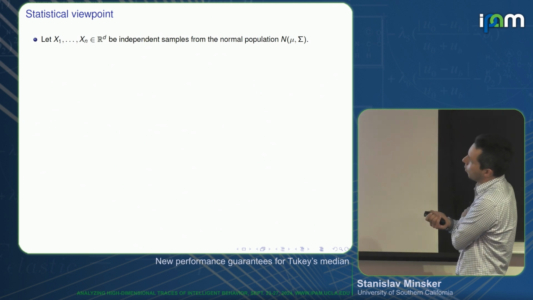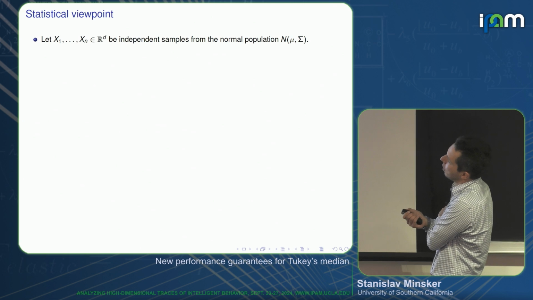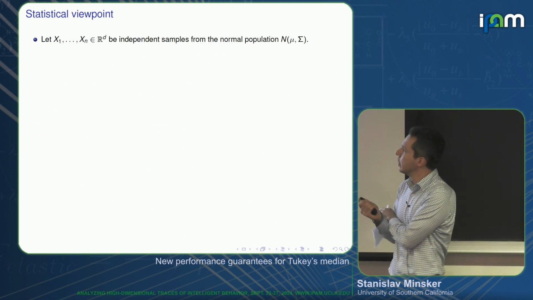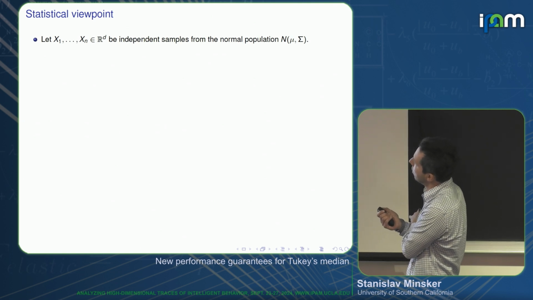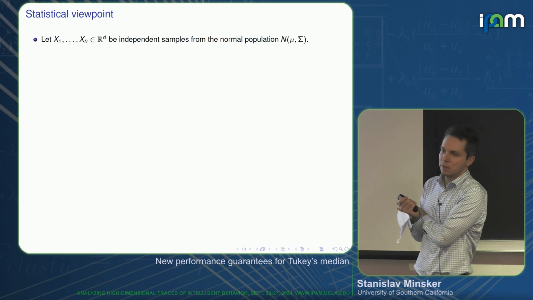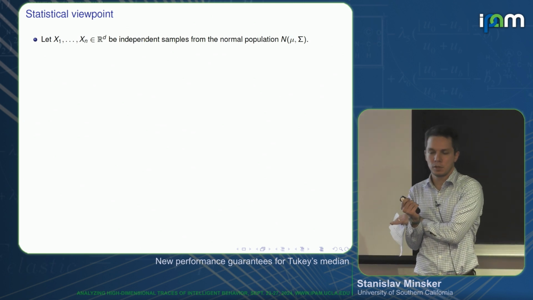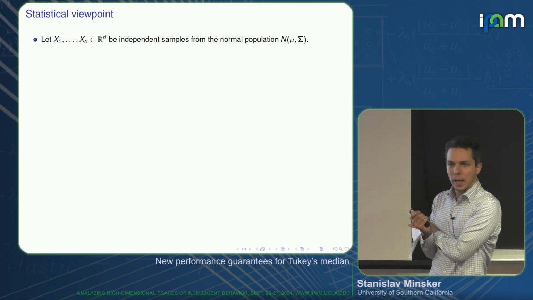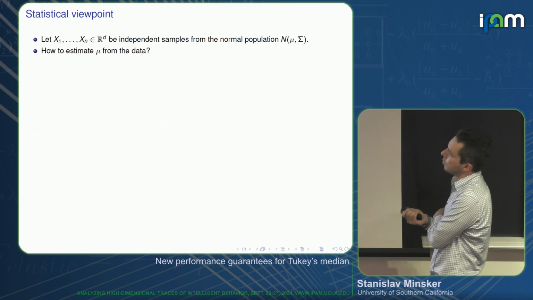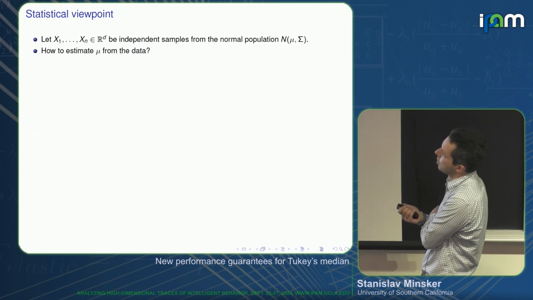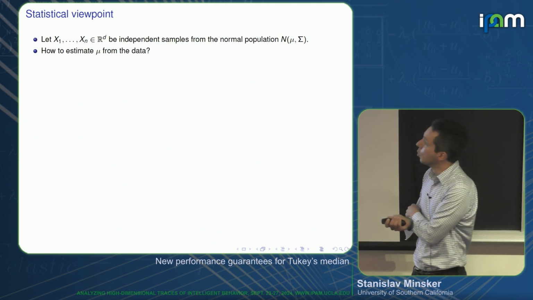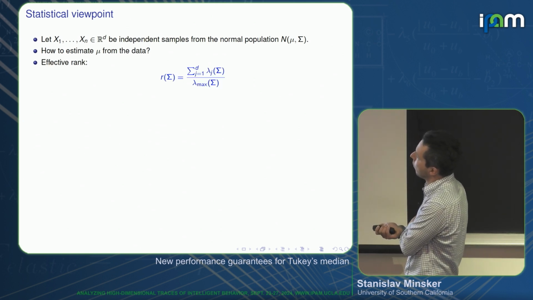So let me assume that my data are d-dimensional and that it is sampled from the normal population. The fact that I'm assuming a normal population is not really necessary, so we need to make some assumptions on the data, but I'm just assuming this for the sake of this talk. And the question, again, the fundamental question in statistics: can we estimate the mean mu of this population?